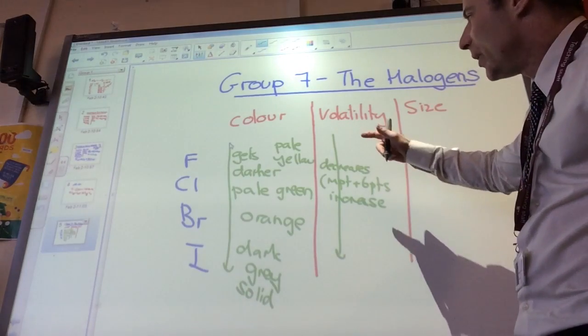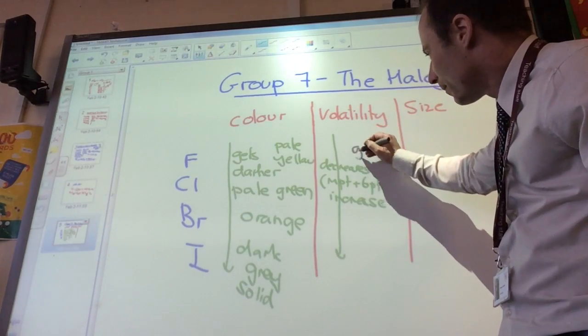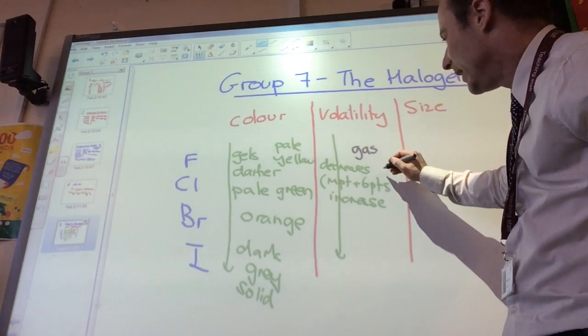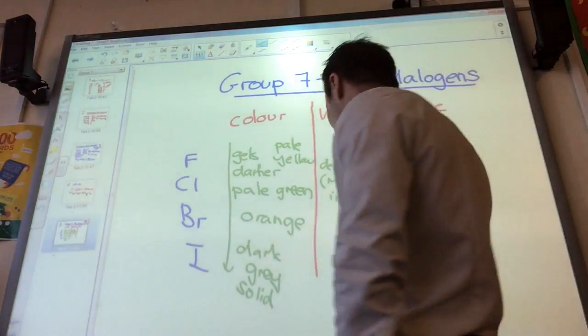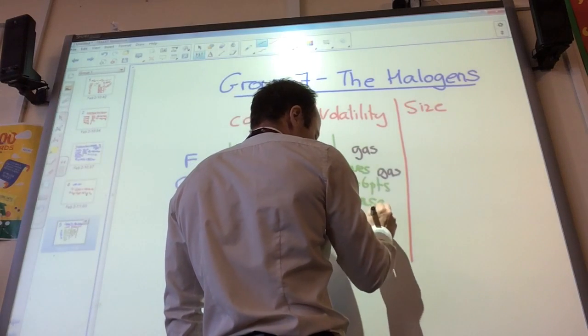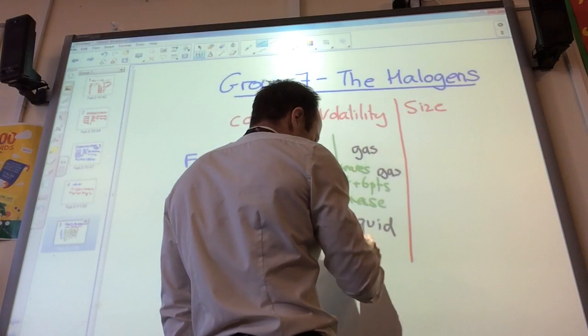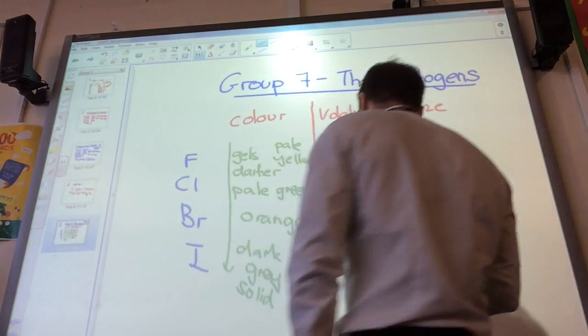So fluorine, we said, is a gas. Chlorine is also a gas. Bromine, liquid. And iodine at room temperature is a solid.